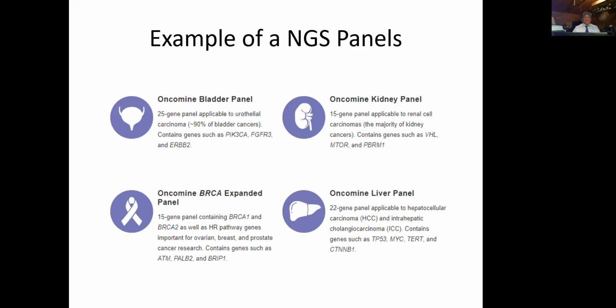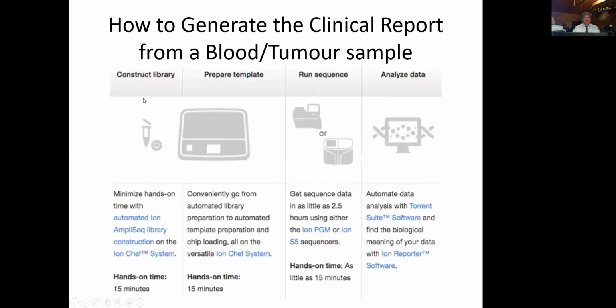So what's actually involved in getting results for diagnostics? Well, you start off by making a DNA preparation from either a blood or a tumor sample, and then you follow this workflow. A scientist would normally do this. A clinician doesn't do this unless they're trained to do it, of course. The scientist will start by constructing a library of DNA molecules and preparing the template which goes on the sequencer.